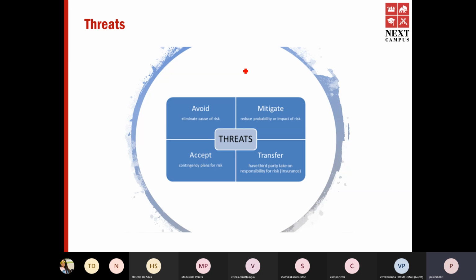Let's take a small example to understand the different scenarios. Let's say that you have a car, you have a vehicle. What is the risk when you have a vehicle? You can meet with an accident when you're driving. In order to avoid the risk, what would you do? You would park the car in your garage and take public transport, right? You avoid the risk of that car meeting with an accident. Straightforward, right?